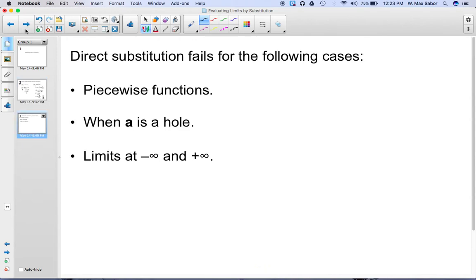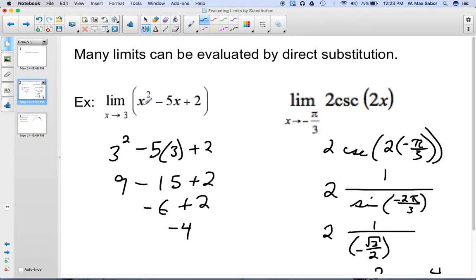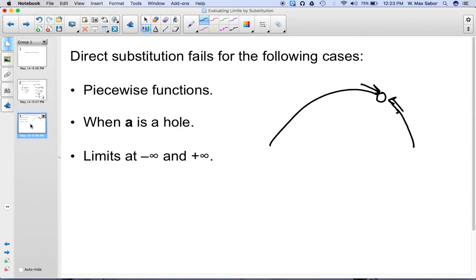However, sometimes you can't find limits with just direct substitution. For example, piecewise functions, or when a is a hole. For example, you have something like that. If we have a hole, then we can't plug in this value, so we need to evaluate the limit some other way. Or if we have limits at negative infinity or positive infinity, you obviously can't plug in infinity for x. So these are cases where we will have to evaluate limits with another method besides substitution.